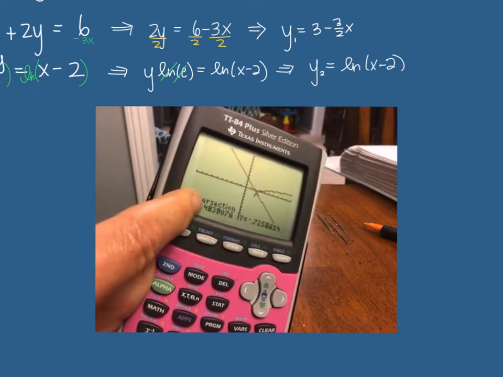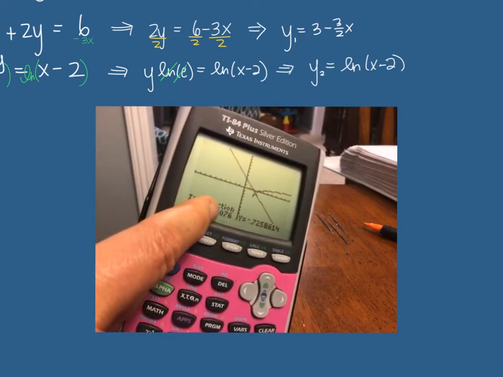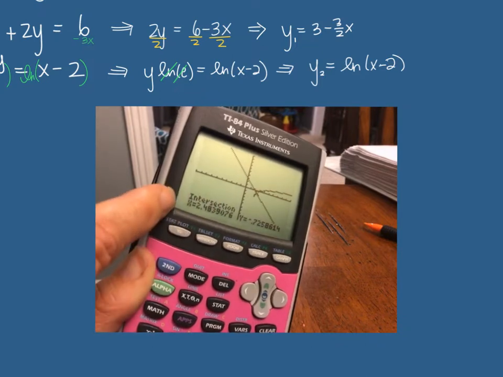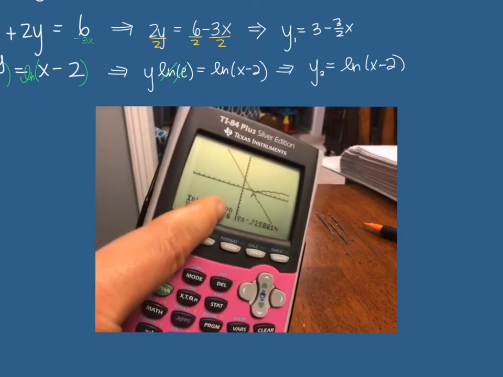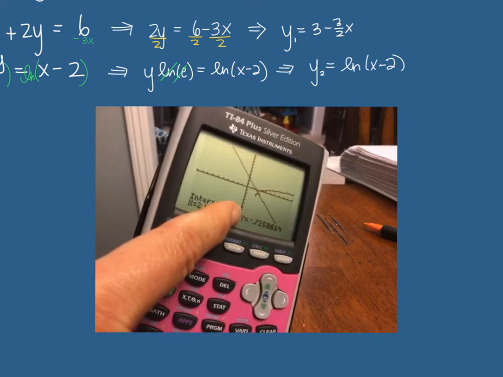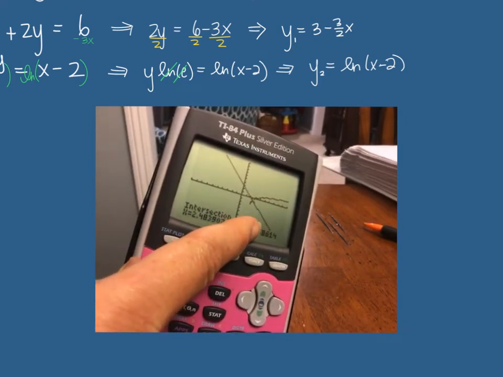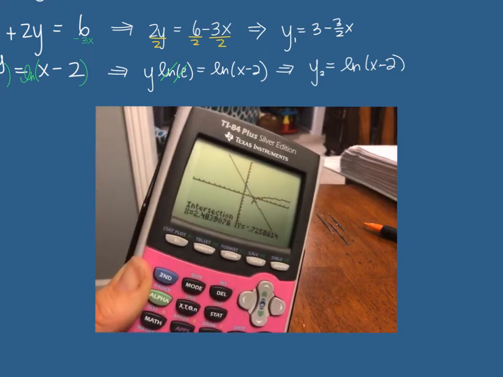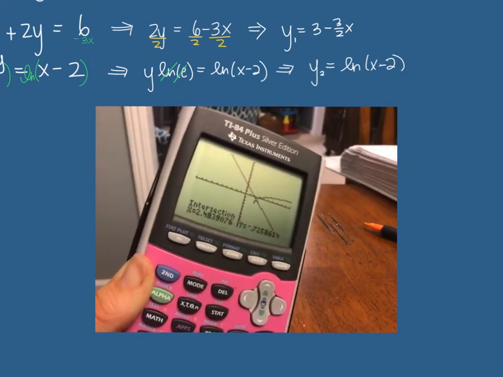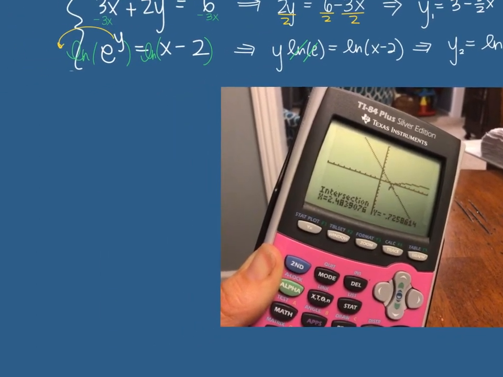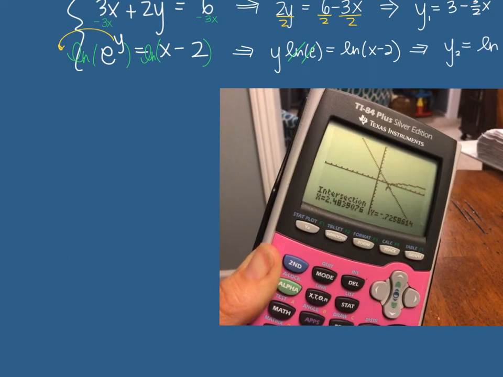So 2.483, but I look at the 9, which means 2.484. And then y is negative 0.725. Look at the 8, that means negative 0.726. So on your answers, what I want to see then is a sketch of what you saw.